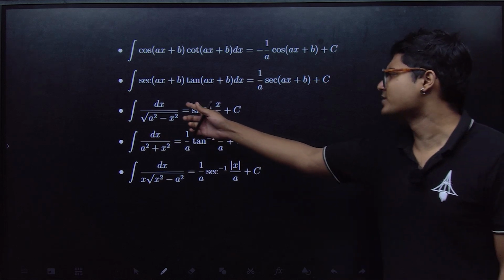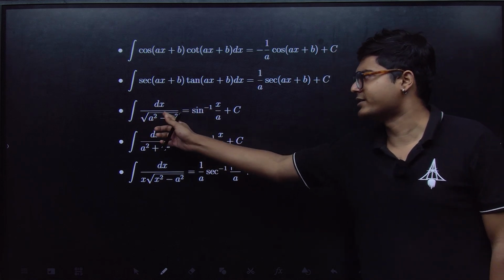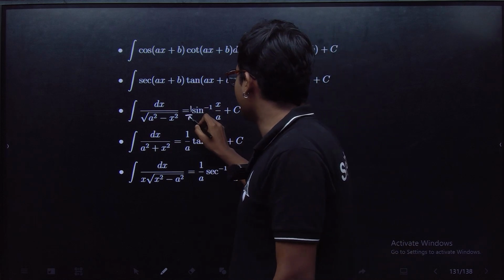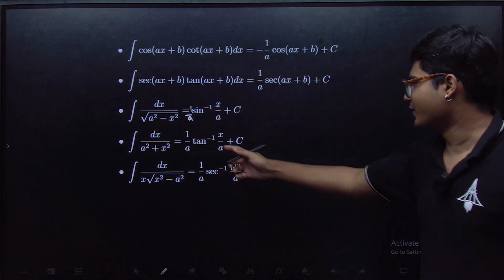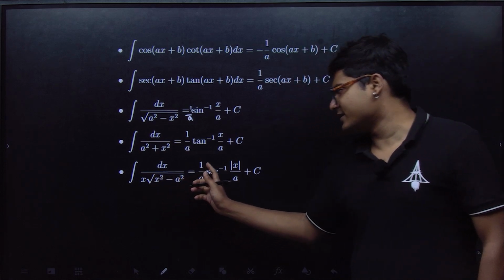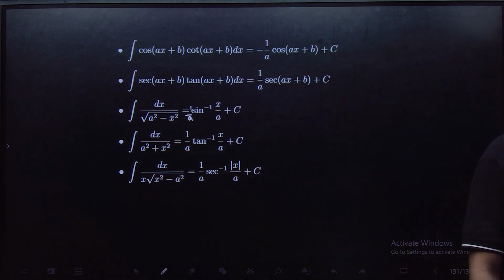So here you have all those reciprocal forms, right? Integral of 1 by root over (a square minus x square) is sine inverse of x by a times 1 by a, right? 1 by a sine inverse x by a. Similarly for 1 by (a square plus x square), it's 1 by a tan inverse x by a. For 1 by x times root over (x square minus a square), it is 1 by a sec inverse of mod x by a, okay?